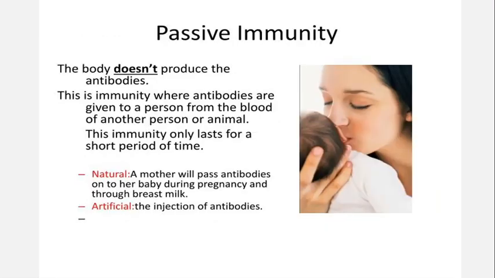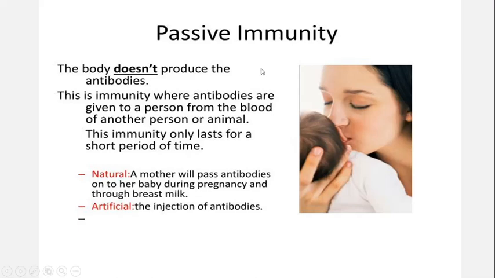The second one is passive immunity. We can acquire this immunity by natural or artificial means. For natural acquired passive immunity, for example, the mother passes antibodies to the baby during pregnancy. This passive immunity occurs naturally, and it lasts for just a short period of time.